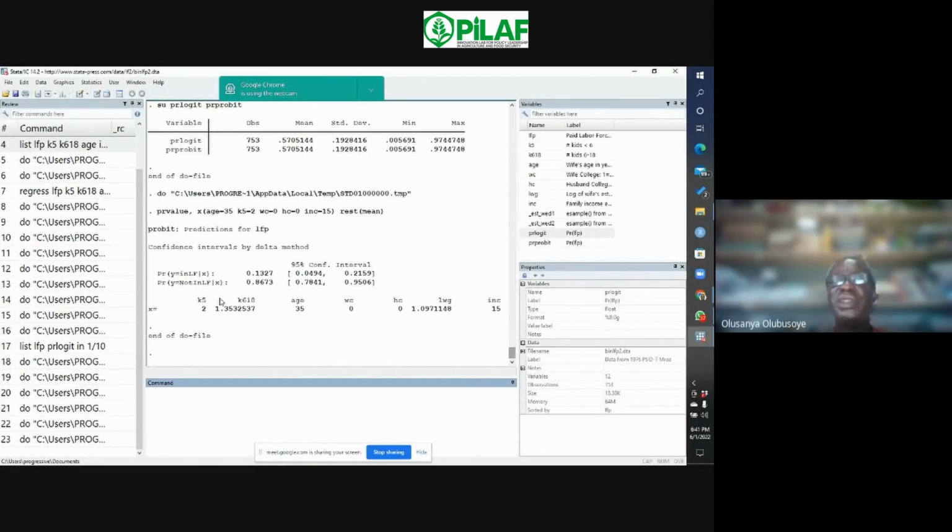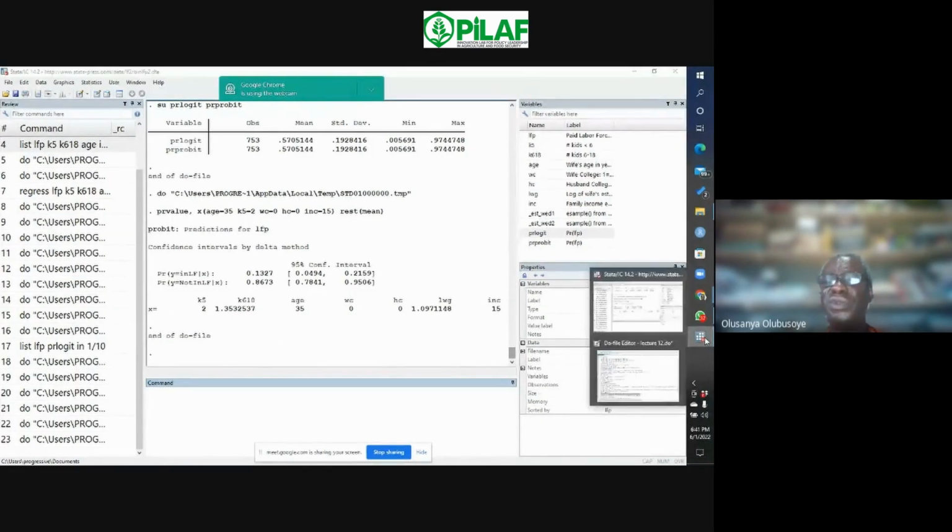And you see 2 for K5. This is the average for number of children between 6 and 18, because it's not mentioned. This is the L wage, I think, log of wives' estimated wages, and this is the family income excluding the wives. So this is how to compute the probability.